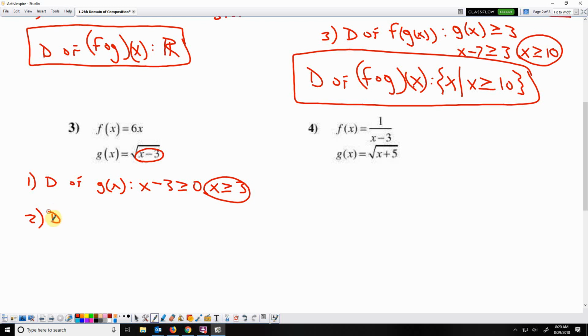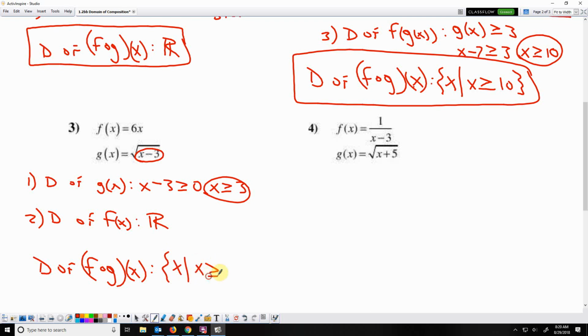For f of x, domain of f of x: no variable in a denominator or a radical, so x can be all real numbers. And the fact that step 2, the outer function, is all real numbers tells me I can stop. The domain of f of g of x is the set of all x such that x is greater than or equal to 3.